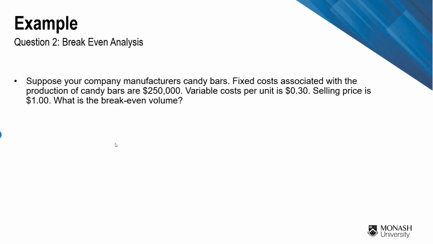Very relatively straightforward. Again, the second one: suppose your company manufactures candy bars. Fixed cost associated with the product is $250,000. Variable cost per unit is 30 cents. Selling price is $1. What is the break-even volume? Okay, so pretty much the same as the previous. So we can calculate the contribution per unit again, or per candy bar, I would say.